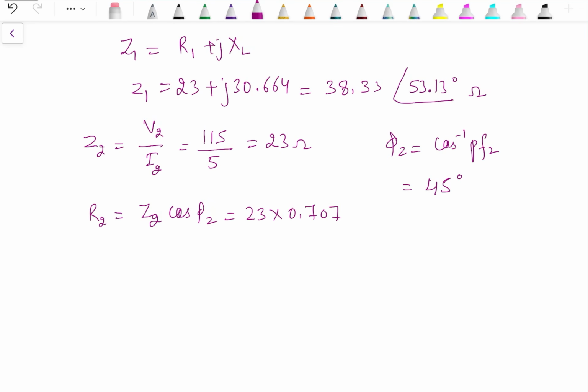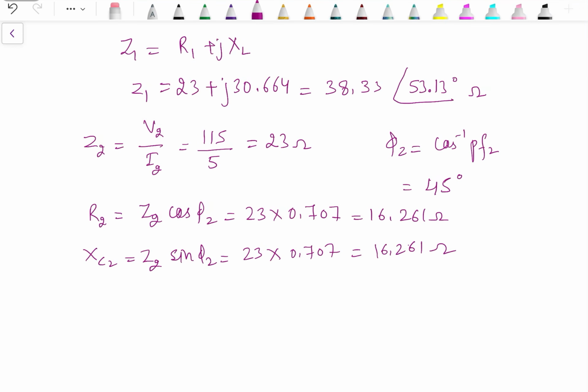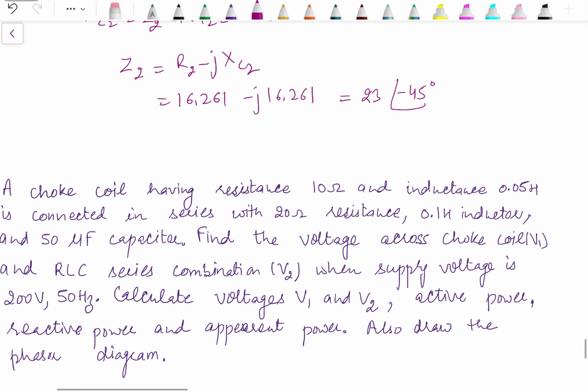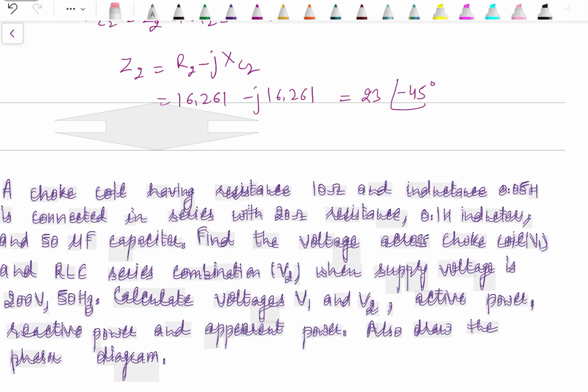So this one is actually 16.261 ohm. XC2 is Z2 into sin phi 2, 23 into 0.707, same 16.261 ohms. We can write Z2 as R2 minus j XC2, 16.261 minus j 16.261, which is actually 23 angle minus 45 degree. So this is how we express the impedance in polar form.